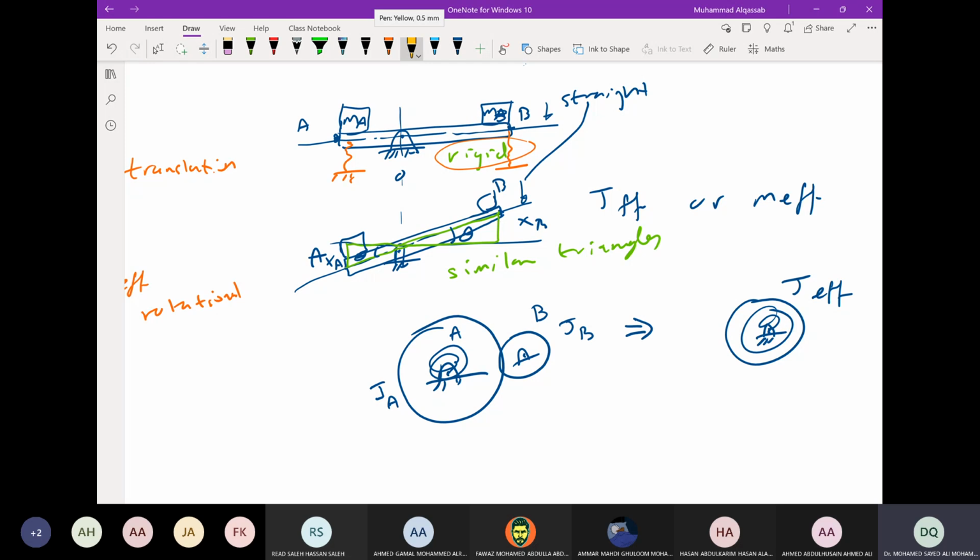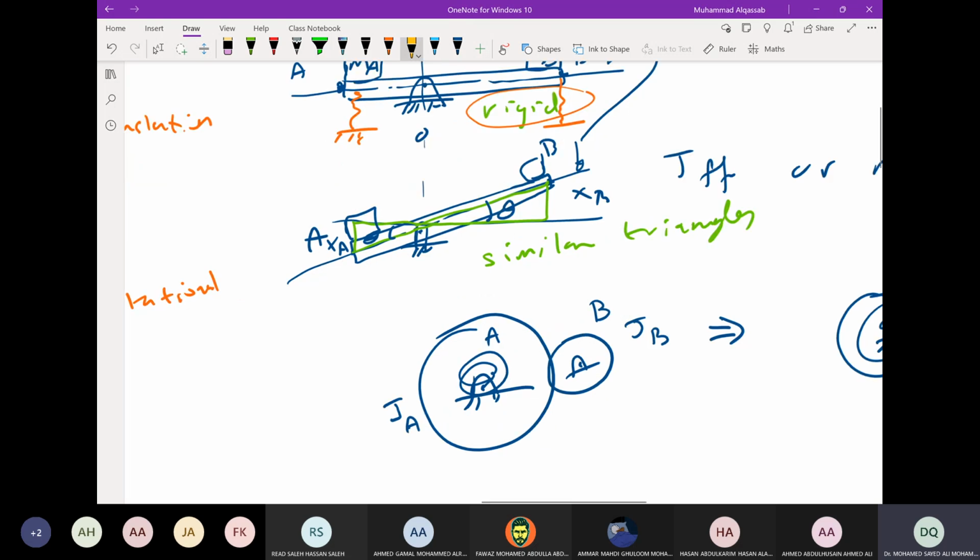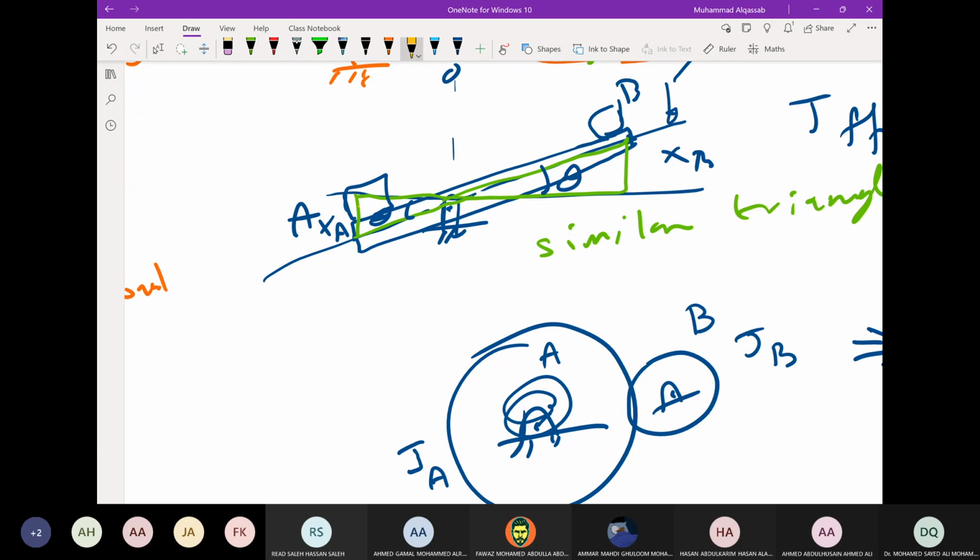Let me start with this distance LA, and this is LB. Then XA equal to, you can construct a right angle triangle right here and here. Then XA equals LA sine theta, and XB equals LB sine theta.